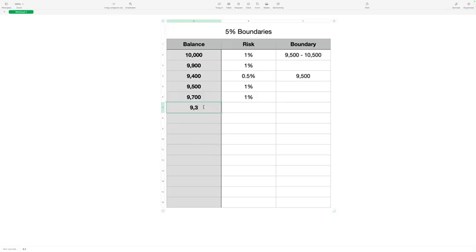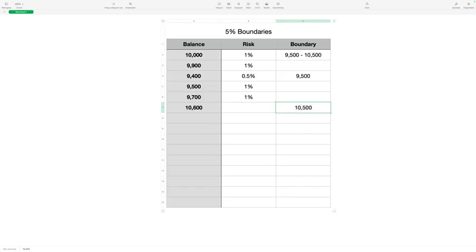And eventually we might reach the 10,500 boundary right there. Once we reach the 10,500 boundary, let's do 10,600 right there. We move the previous boundary right now towards the 10,500. So the next part is to protect our profit.